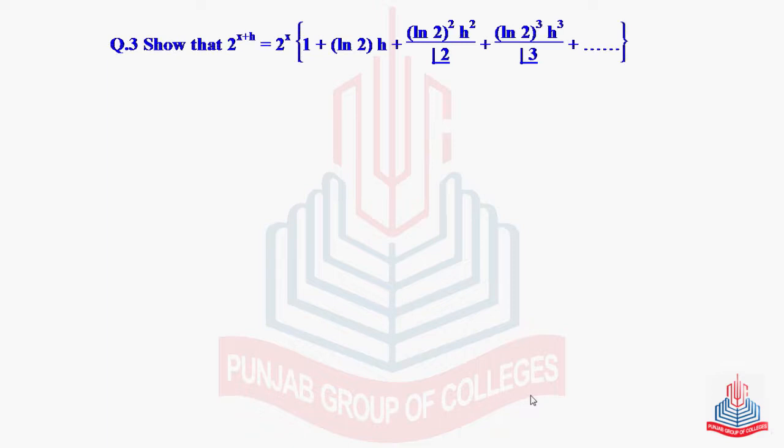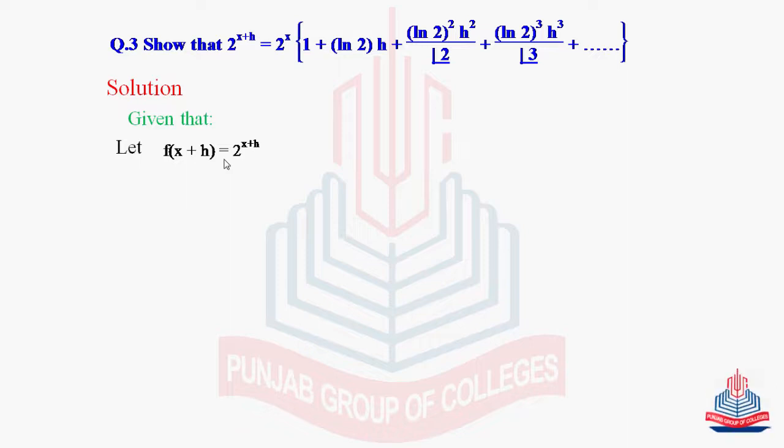Question number 3. Show that 2 raised to the power x plus h is equal to 2 raised to the power x into 1 plus h log of 2, plus log 2 square h square over 2 factorial, plus log 2 cube h cube over 3 factorial, and so on. Applying the same process, let the given function 2 raised to the power x plus h be f of x plus h, just giving the name to this function, then f of x will become 2 raised to the power x.